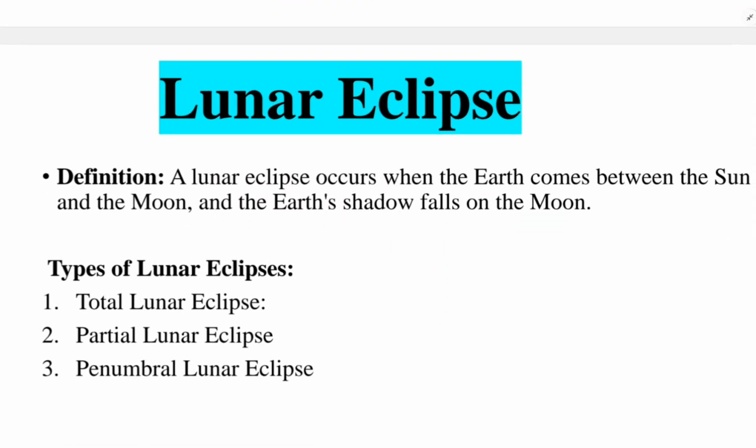Okay, next we'll see the lunar eclipse. The lunar eclipse occurs when the earth comes between the sun and the moon and the earth's shadow falls on the moon. There are three different types of lunar eclipse: total lunar eclipse, partial lunar eclipse and penumbral lunar eclipse.